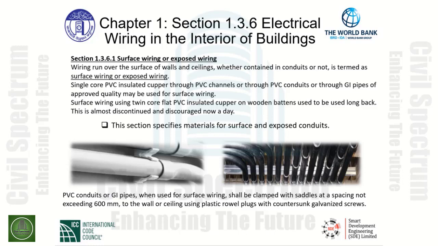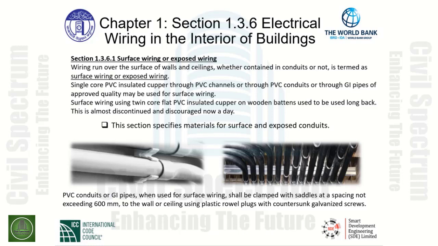Single core PVC insulated copper through PVC channels or through PVC conduits or through GI pipes of approved quality may be used for surface wiring. Surface wiring using twin core, flat PVC insulated copper on wood battens used to be used long back. This is almost discontinued and discouraged nowadays. This section specifies materials for surface and exposed conduits.